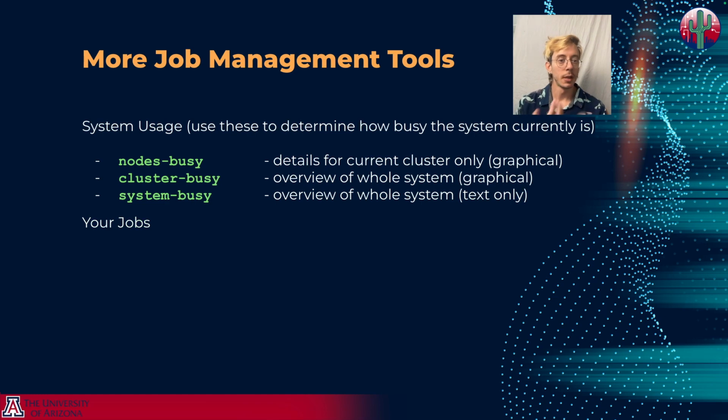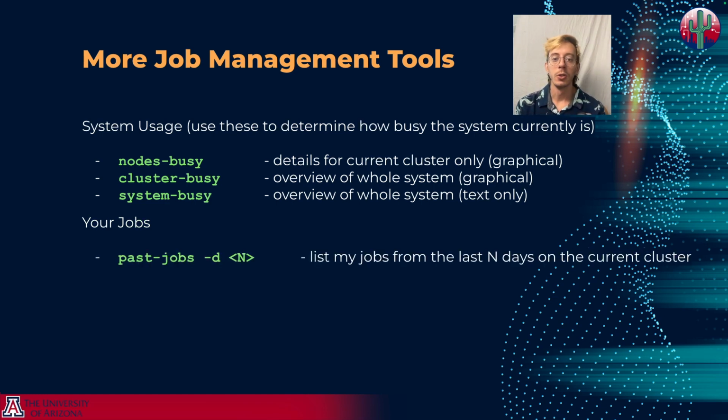So if you want to look more into details on your own jobs, you can use this command, past jobs -d. So that will list your jobs from the last n days on the current cluster. So that, again, won't be particular to any state of the job. It'll just print out all of the jobs from the last n days on the current cluster.